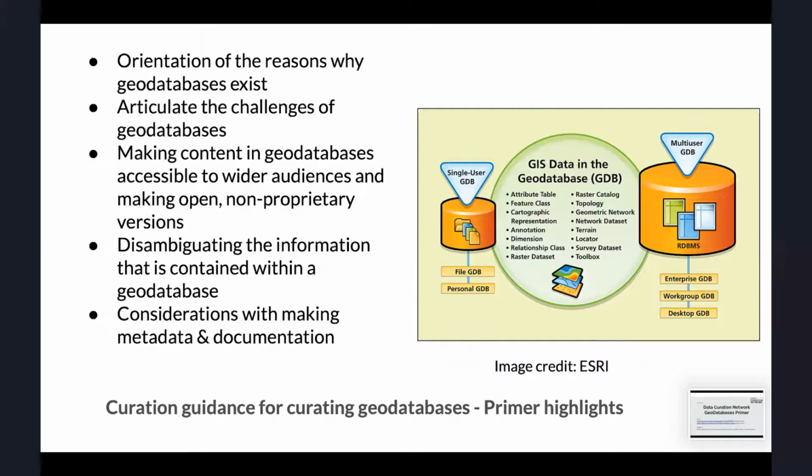Again, one of the challenges is trying to disambiguate what kind of information is within a geodatabase and then figure out why and how to document that. Finally, our primer talks a lot about considerations with not only making metadata and documentation, but how to package it, both to adhere to industry standards for metadata, which are XML schema, ISO 19139, or FGDC, versus creating documents that could be indexed into GeoBlacklight or other Solr-based discovery systems. So these are, I would say, the top level highlights of what our primer covers. All right, next slide.